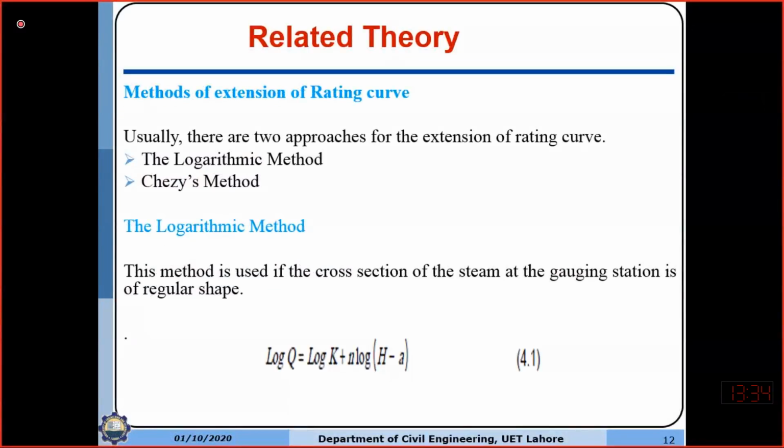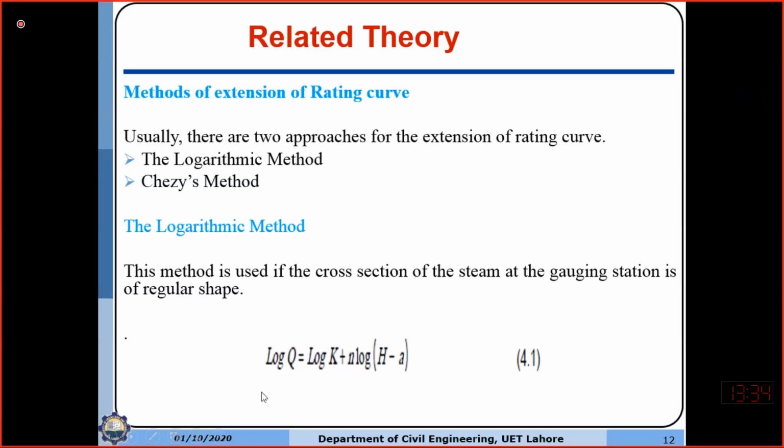Now, there are two methods of extension of the rating curve that we use in this design, the logarithmic method and the Chezy's method. The important thing is to learn the procedure, how to proceed with these methods. The governing equation for the logarithmic method is log of Q is equal to log of K plus n log of (h minus a).